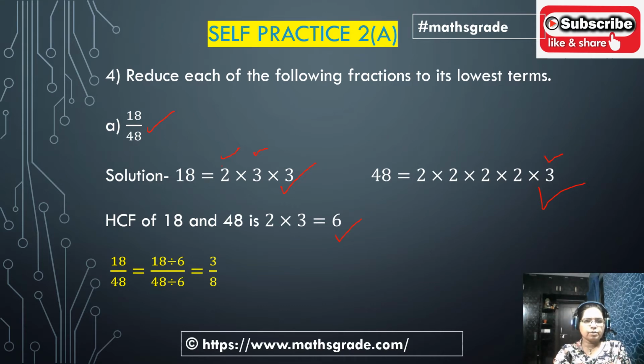Now we have to divide the numerator and denominator of 18/48 by the highest common factor. So 18/48 equals 18 divided by 6 over 48 divided by 6, where 6 is the highest common factor. 18 divided by 6 is 3, and 48 divided by 6 is 8. So we get 18/48 equal to 3/8, and 3/8 is the lowest form of the fraction 18/48.